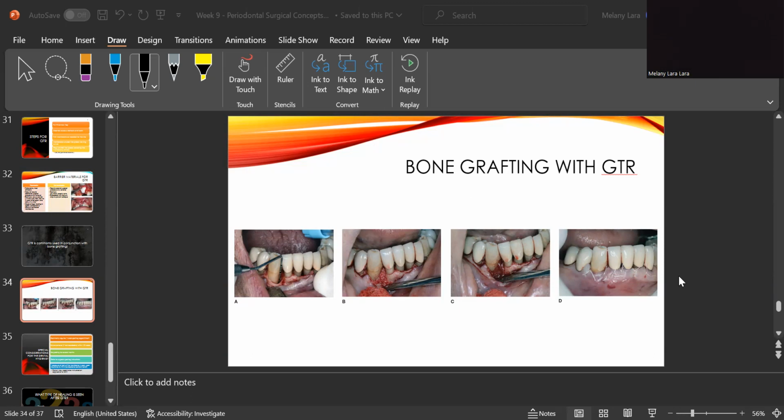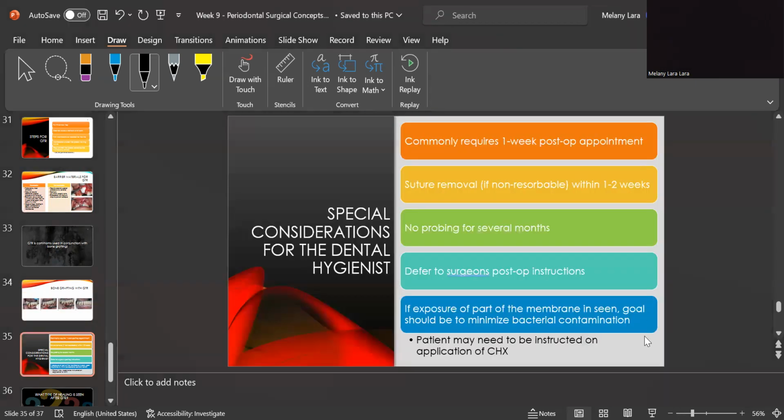All right, so just like the others, notice the trend here with the surgical post-ops. We're seeing these patients back after. Anytime you send your patient to a periodontist, they're going to be seeing them after the surgery is done. Again, if we use non-resorbable sutures, they're going to be removed at that time frame, usually one to two weeks after surgery. Same thing as I mentioned before with our bone grafting: we're not probing for several months minimum, and always defer to the surgeon's post-op.